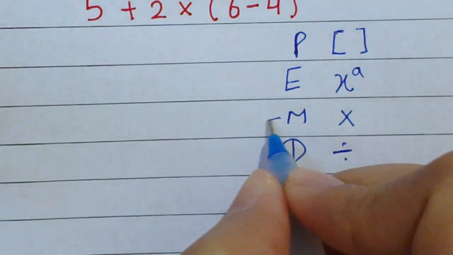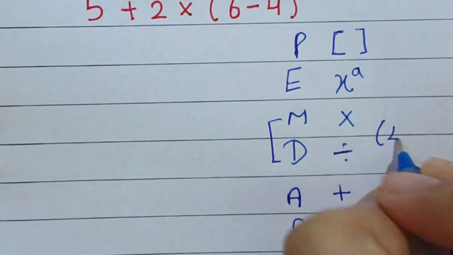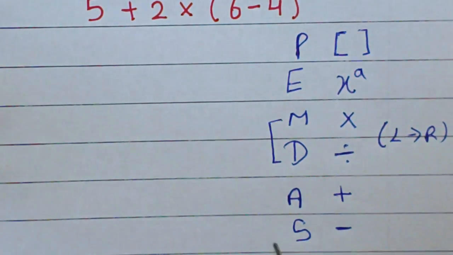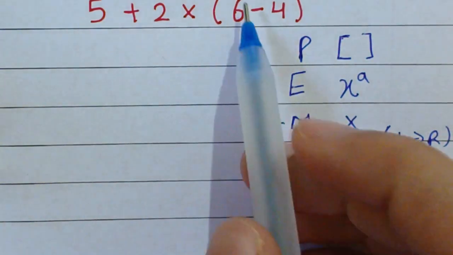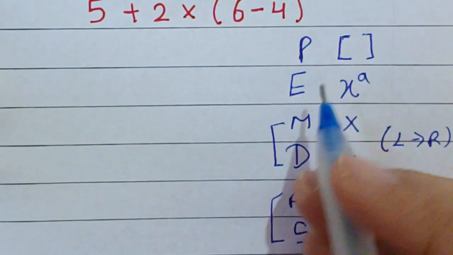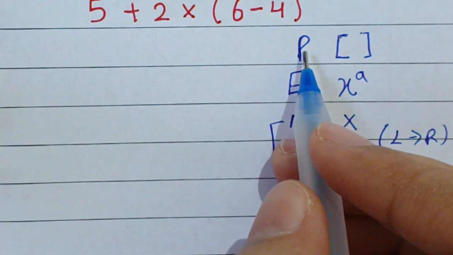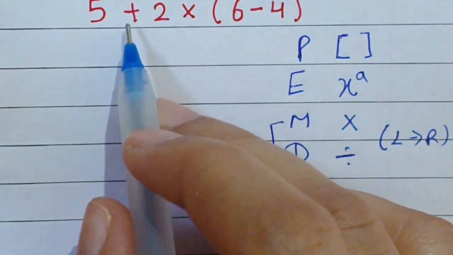And here multiplication and division both have equal priority, therefore we go from left to right. Same for addition and subtraction. So here, as you can see, first we'll solve this parenthesis part because parenthesis has higher priority. Then we solve this exponent, then multiplication, then addition.